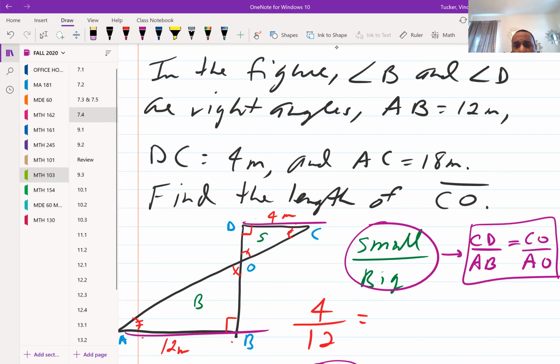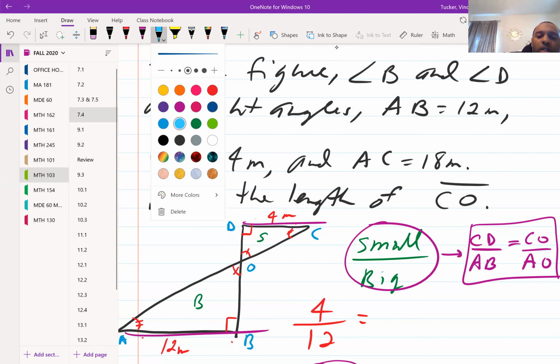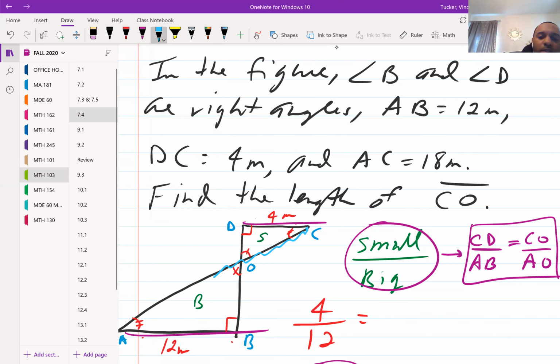Now, they give us the whole line. Let me get a brighter color. They use the whole line of AC and they tell us it's 18. But we don't want the whole line. We just want CO as far as figuring it out. We need to do that.